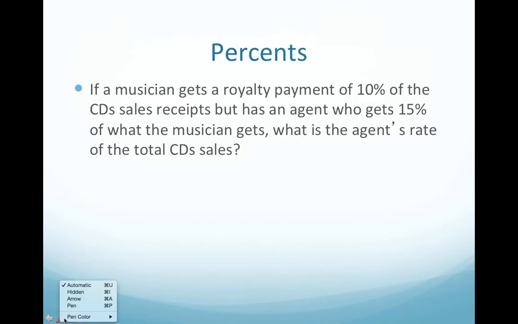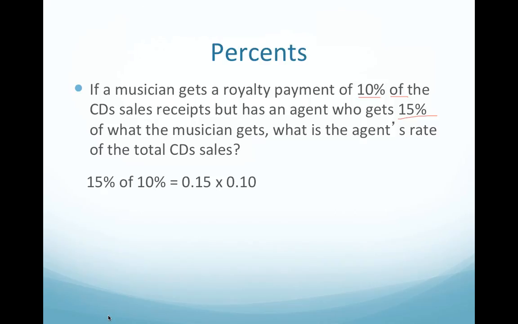Okay, so let's look at it. First thing we want to do is identify the buzzwords. 10% of 15%. Okay, does anybody know what the word of means in math terms? That's correct. It means to multiply. Okay, so the word of means multiply. So we're going to take 10% times 15%, and that'll give us our answer.